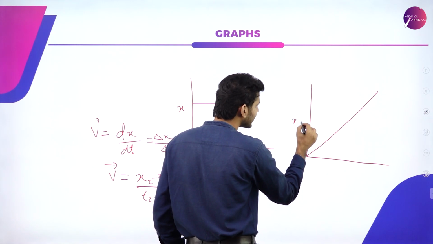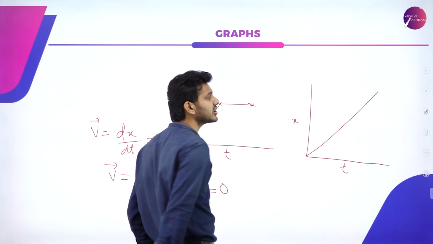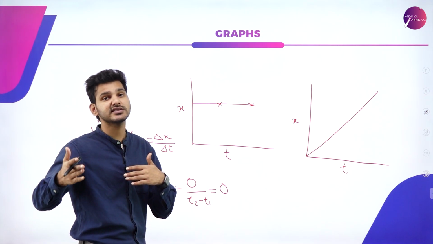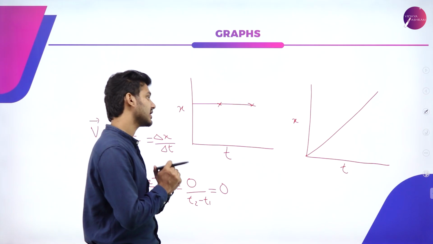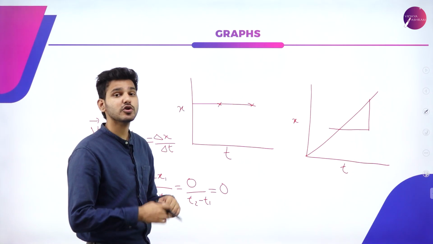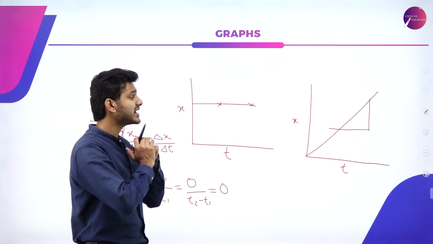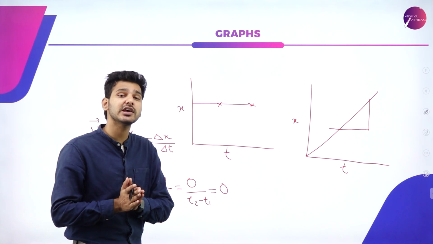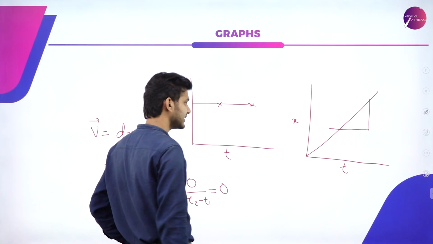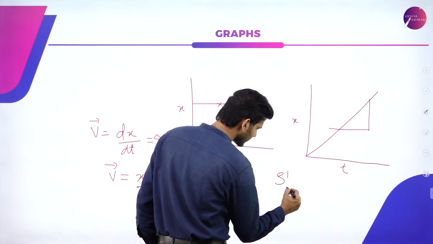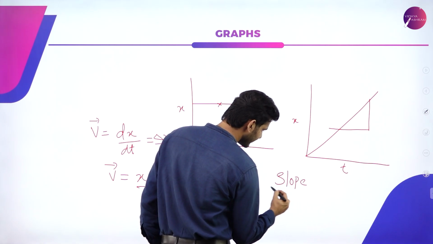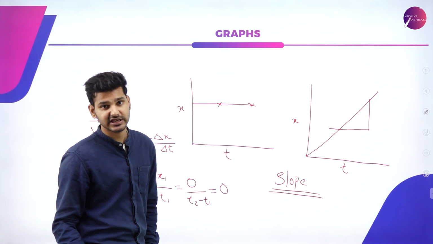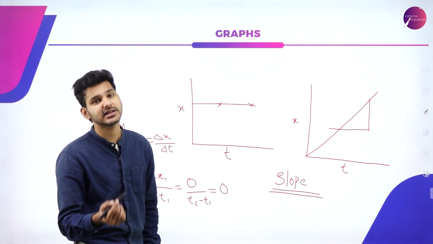So if this is the position time graph for a uniformly moving object, something covering equal distance in equal intervals of time, then the slope of the position time graph taken at any point in time in that particular graph will give me velocity. That is, the slope of the x-t graph will give me velocity. If it is a v-t graph, it will give me acceleration.